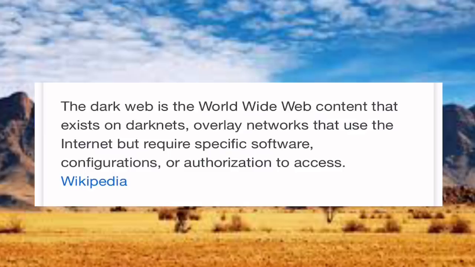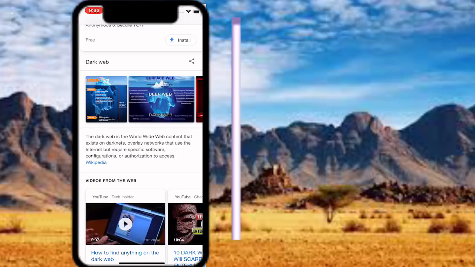The dark web is the world wide web content that exists on darknets, overlay networks that use the internet but require specific software configurations or authorization to access. Like I said, the dark web is where you cannot just go on your phone, go to Google and search. You will need a particular device or software to access it. Usually on the dark web there's more shady and illegal stuff, so be really careful when you do that.